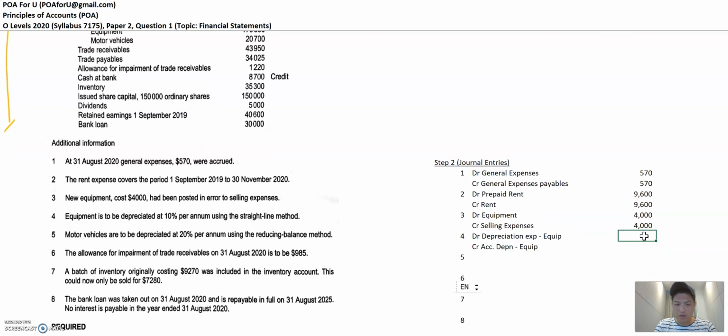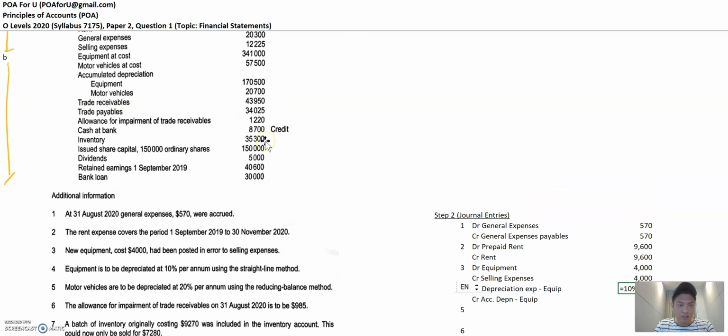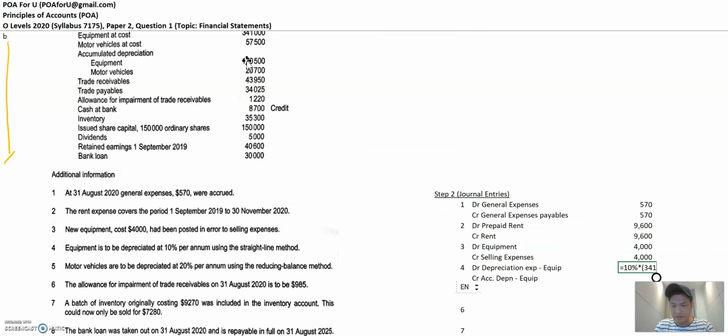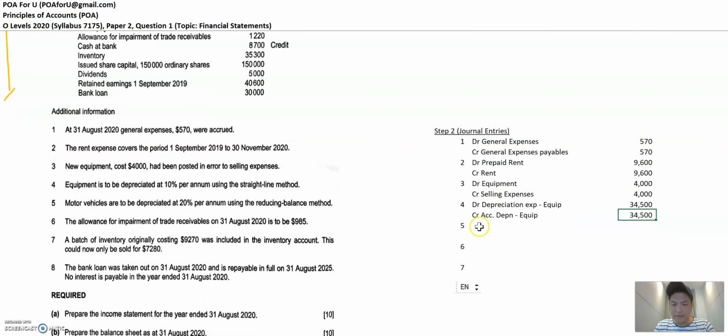Now let's look at how much I should be putting in this. I know it's 10%. I multiplied by the cost, because it's straight line, so it's 34100, and I plus that 4,000 that I added to equipment in adjustment number 3, and this is the value. Okay. Next one is for motor vehicles.